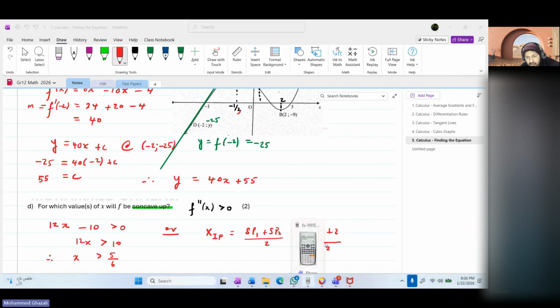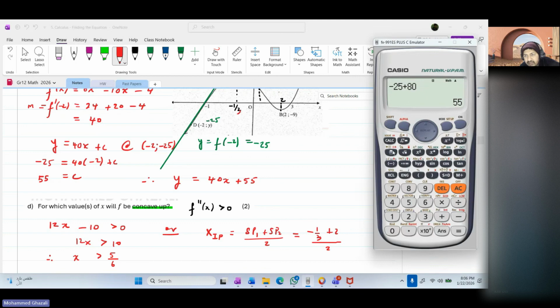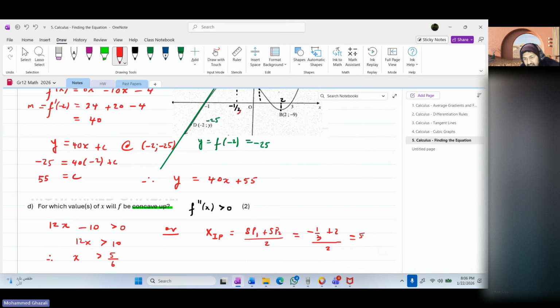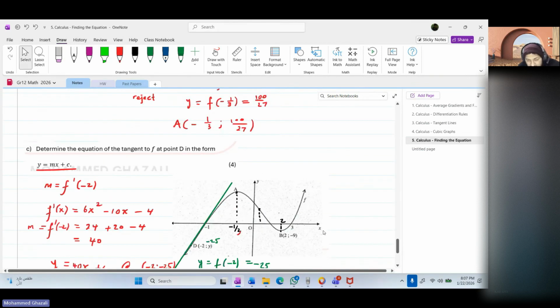You can also do it like this, but I just like the double derivative method, right? Minus 1 over 3 plus 2, divided by 2. So I'm getting 5 over 6. But this is not the answer. That's just the inflection point x value. So what is the answer? You have to look at the graph to get the answer.